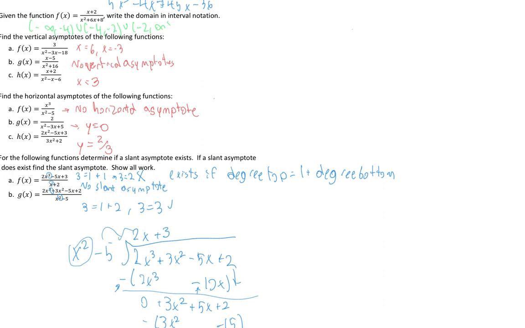Our remainder doesn't really matter. Our slant asymptote is going to be y equals whatever we got on the top. And we're stopping because x squared is bigger than x. So our asymptote is going to be y equals 2x plus 3. The first one, again, had no slant asymptote. And that's it for the page.